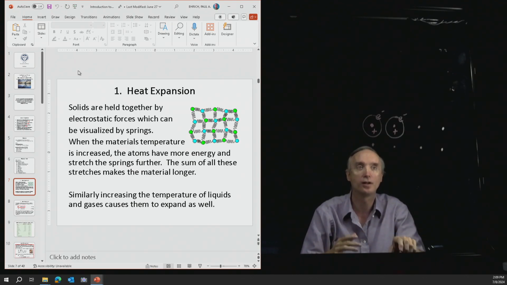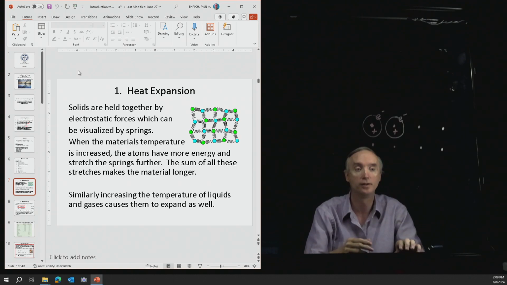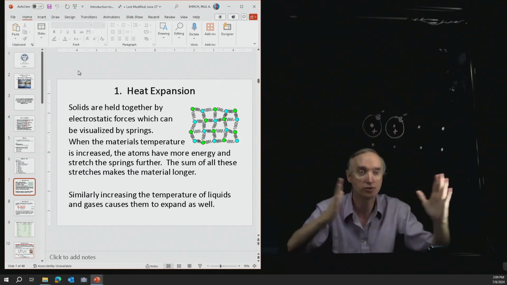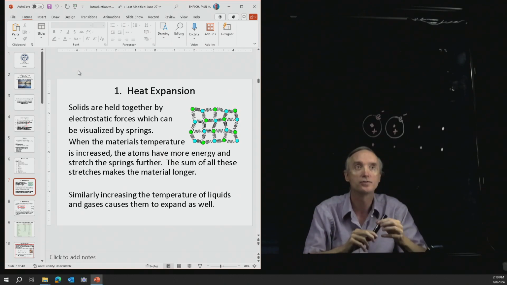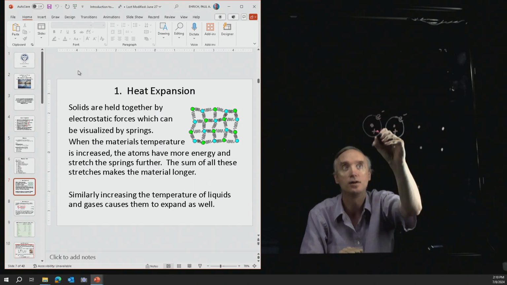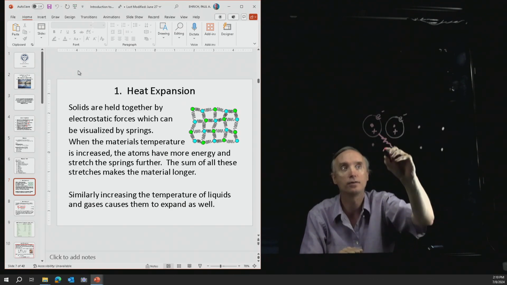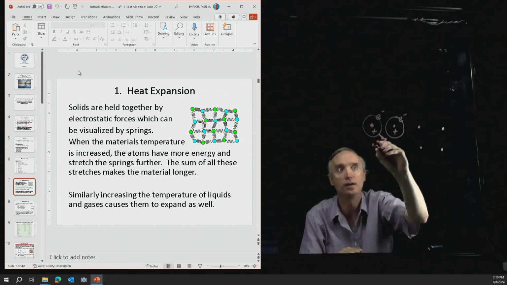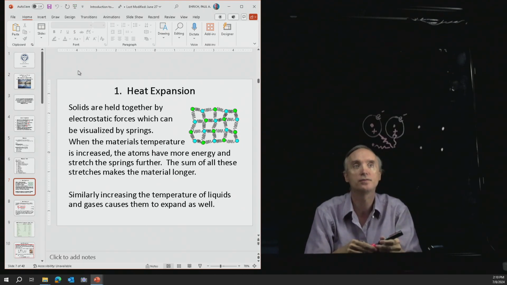So we can visualize this as being springs. You know that if you take a spring and you compress it, it pushes back apart. If you pull the spring apart, it pulls back together again. So we can imagine these electrical forces as being springs. There would be a spring holding these two together, and a spring holding these two together, and a spring holding these two together. So imagine that there are springs that are holding this solid together.